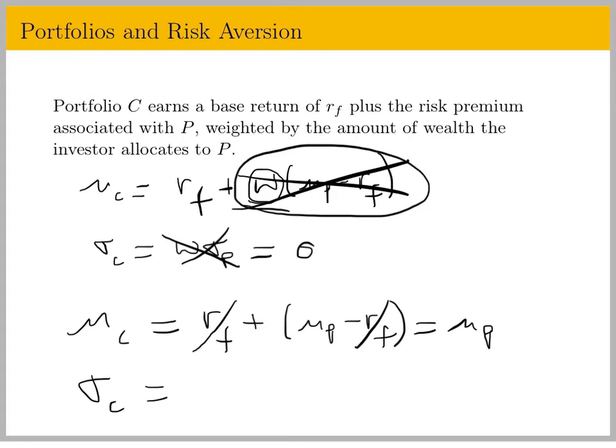Sigma sub C in this case, which is typically equal to omega sigma P, well, omega being 1 because she put all of her wealth in portfolio P, would just equal sigma P. So when omega is 1, portfolio C is portfolio P because it has the same expected return and standard deviation. When omega is 0, portfolio C is the risk-free because it has the same mean return and the same standard deviation.